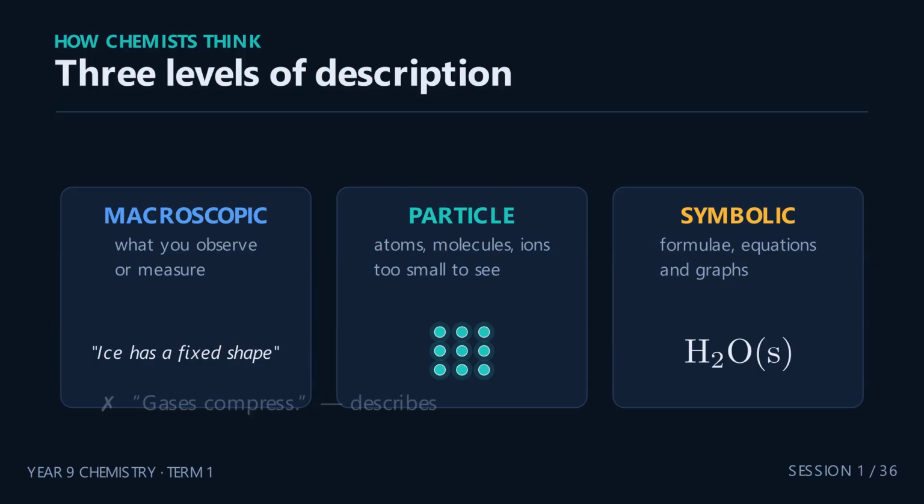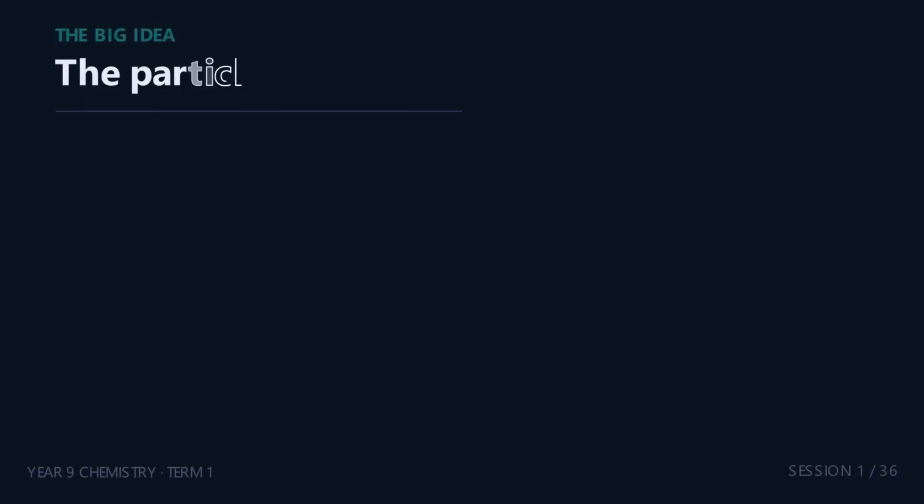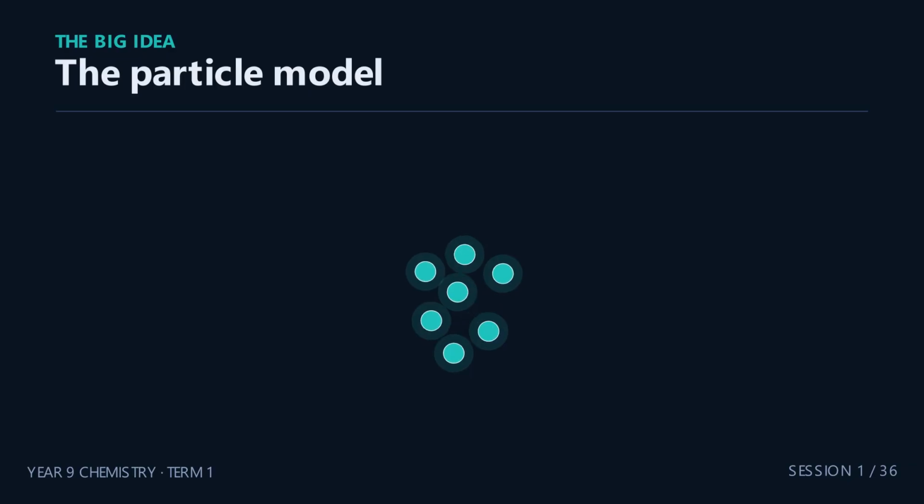A strong chemistry explanation links an observation to a particle level cause. Saying gases compress only describes. Saying gases compress because their particles have large spaces between them, now that explains. The particle model treats all matter as tiny particles, and it makes 4 key assumptions.